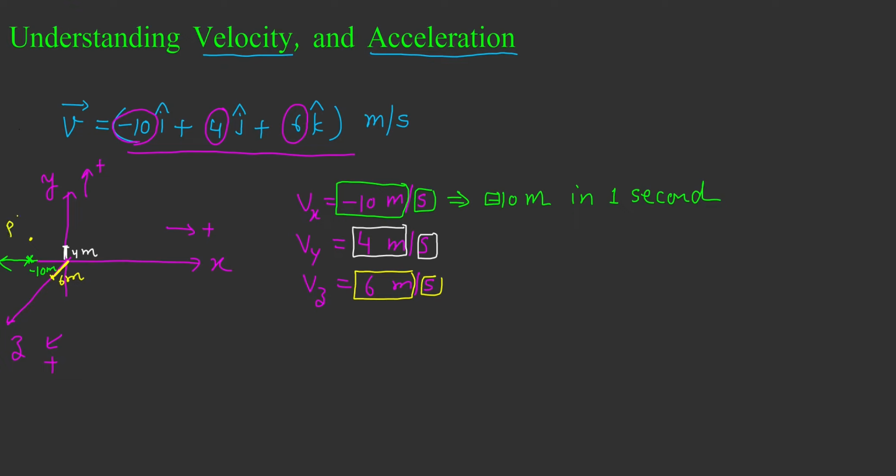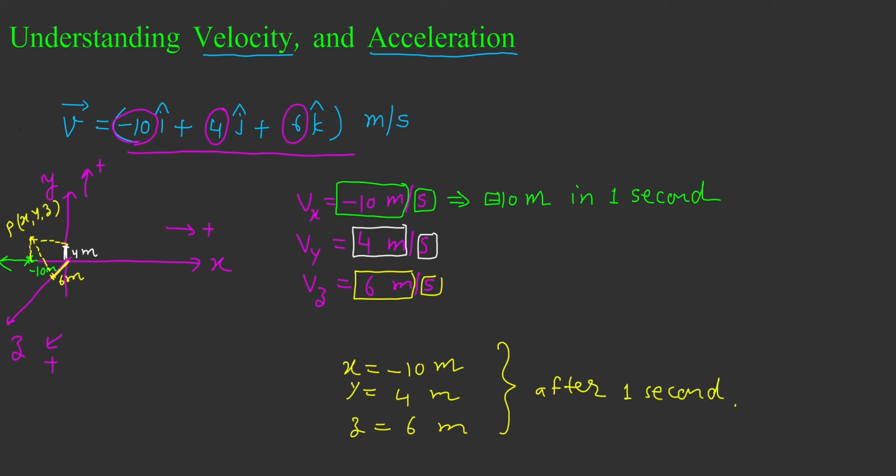So this point P, suppose I say its coordinates are x, y, z. Then if you draw a perpendicular from point P on the x-axis, it will meet it here. If you draw the perpendicular on the y-axis, it will meet here, and the perpendicular on the z-axis will meet the z-axis here. So you can write the coordinates: x will be minus 10 meters, y will be plus 4 meters, and z will be plus 6 meters after 1 second.